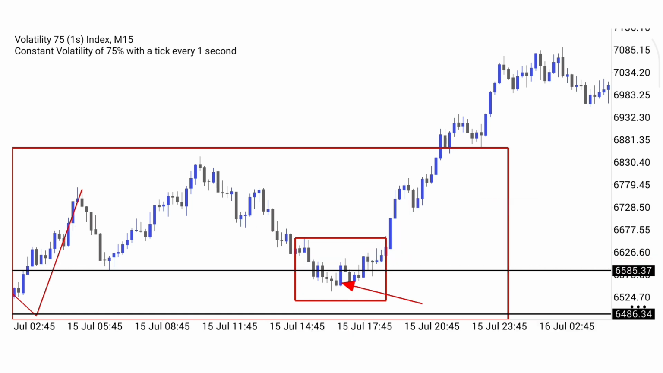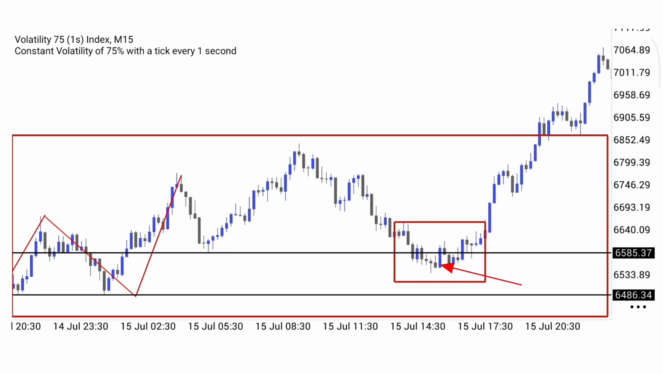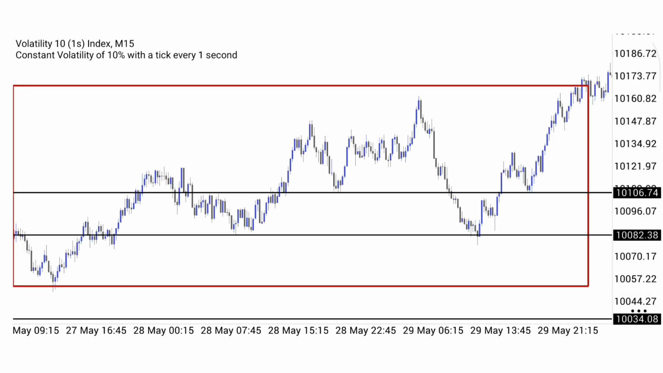Now, this is quite simple, and I will show you another setup right now on the charts. Alright, so here we are on Volatility 10 1s, and you can see this same setup appearing on the charts just the way I have taught you guys.